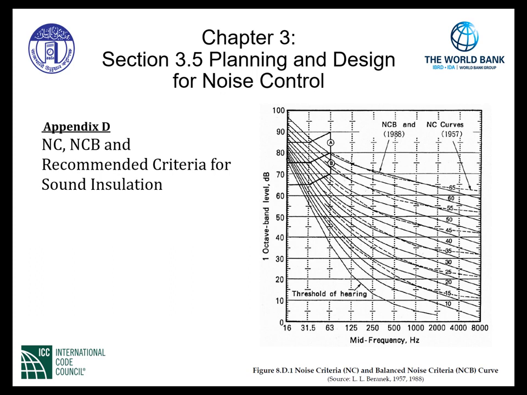From Appendix D, a balanced noise criteria curve is pictured below, used to specify acceptable background noise levels in occupied spaces. Instead of just a straight decibel pressure level, each decibel level is plotted over a frequency range. As you can see from the curve, at a lower frequency, a much higher decibel level of background noise is acceptable versus the same decibel level at a high frequency.